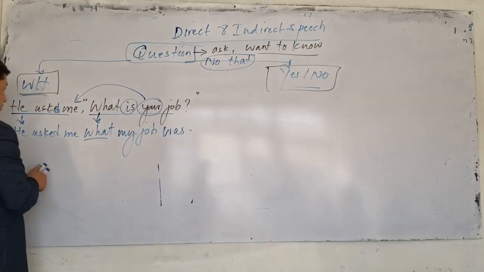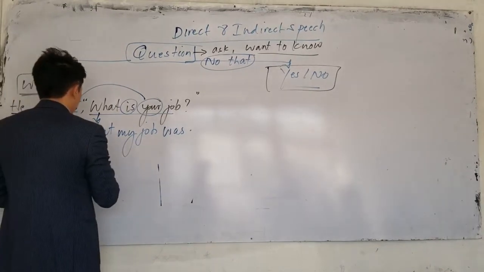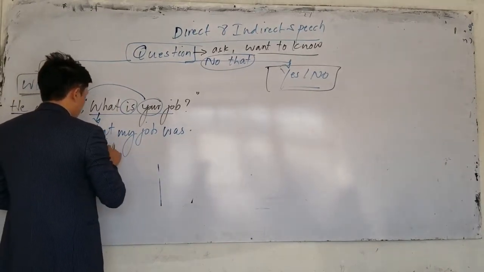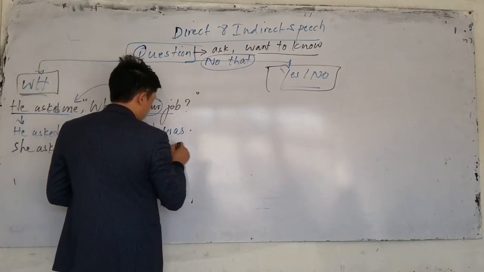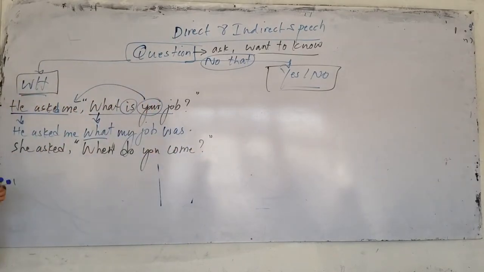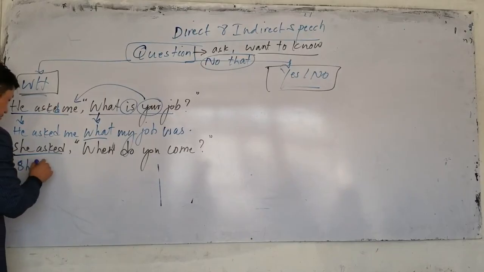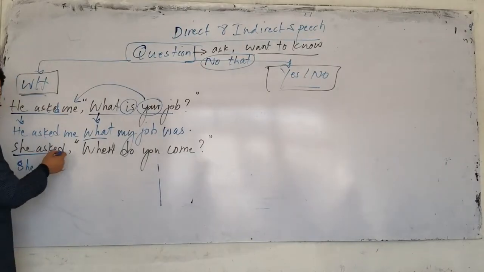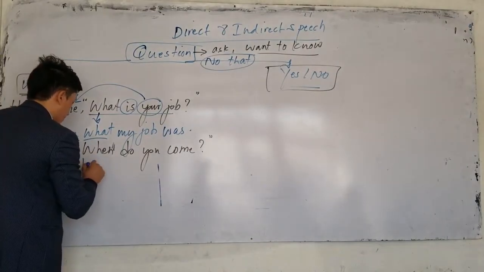If I have another WH question, look, for example, she asked, when do you come? How can I change this question into an indirect question? She asked, when do you come? How should I change it now? So here we say she asked. After that, if there is not any object, the object is what? Me. So she asked when, we bring the WH word.